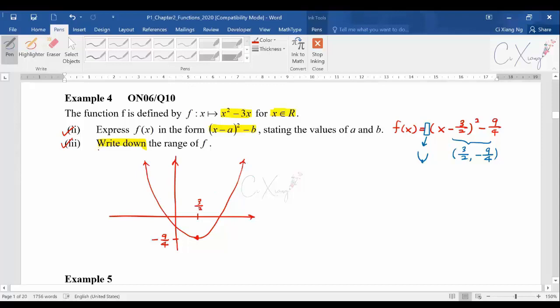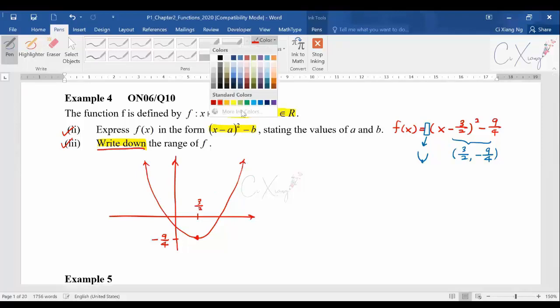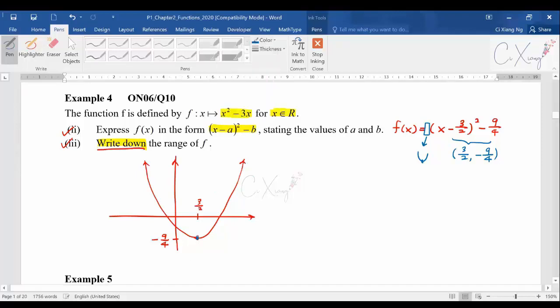Now I want you to write down the range of f. To get the range of f, you see what is the smallest value of your quadratic equation, and then the graph will keep on going up. So the range will cover from this value upward. What is the range for this question? The range will be y greater than or equal to negative 9 over 4. So this is actually what we have.